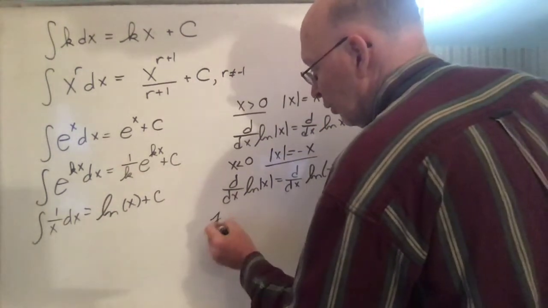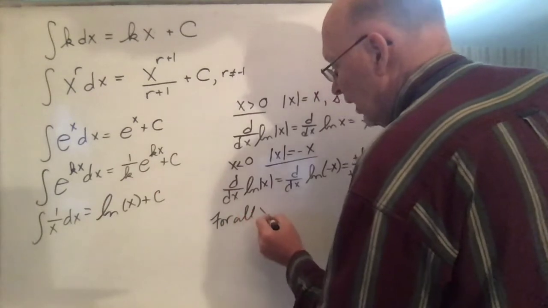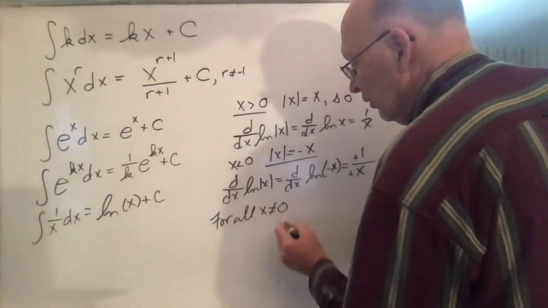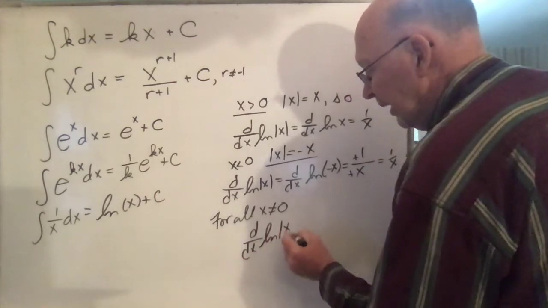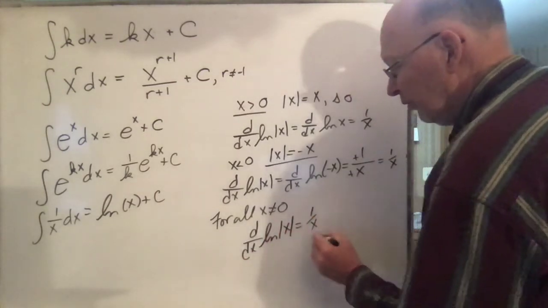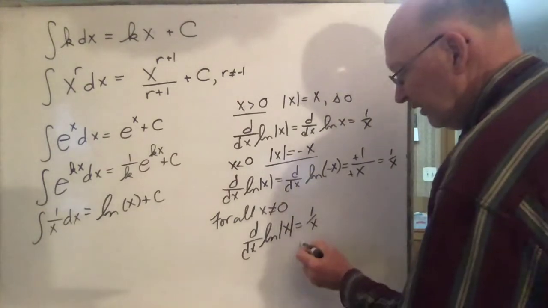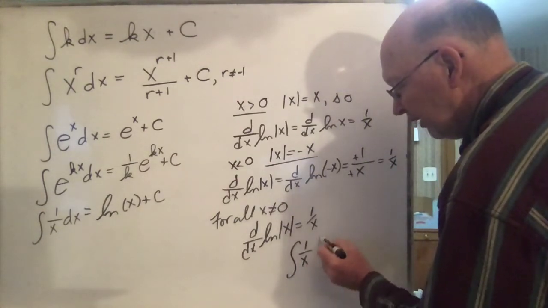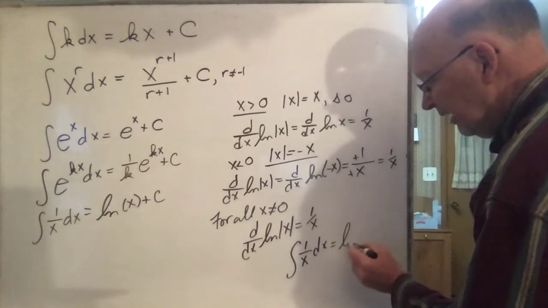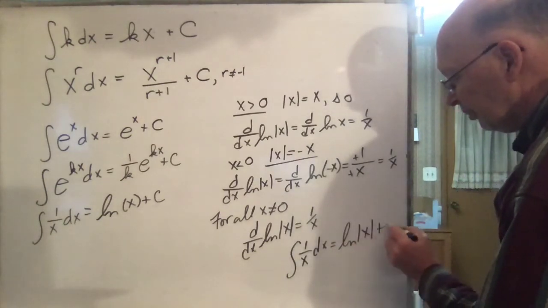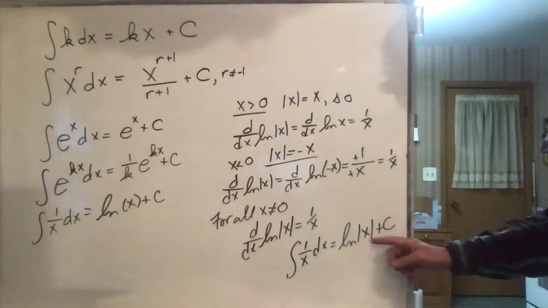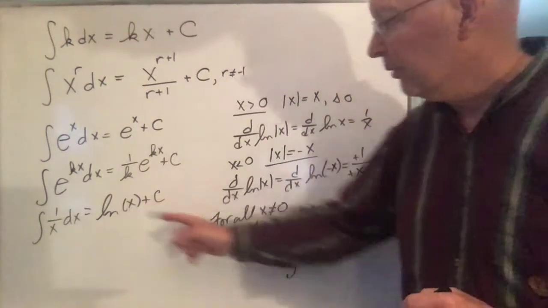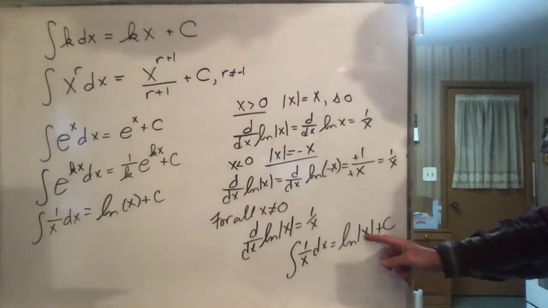So we can say for all x not equal to 0, the derivative of the ln of the absolute value of x is equal to 1 over x, which means that the antiderivative of 1 over x is just the ln of the absolute value of x plus c. So that's a better answer than this, because this one, notice, has a domain which is twice as large, right? This is just the positive numbers. This is the positive and the negative numbers.